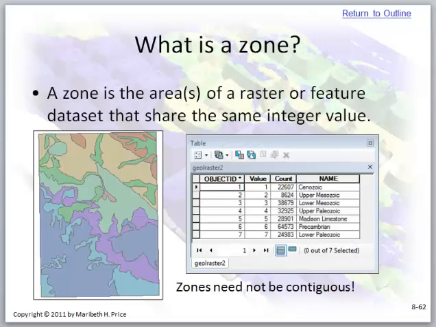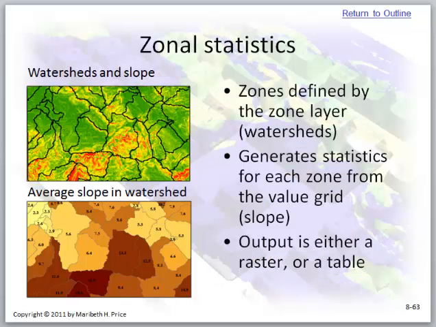What is a zone? A zone is the area or areas of a raster or feature dataset that share the same integer value. Zonal statistics, watersheds and slope. Zones are defined by the zone layer, which is the watersheds, and it generates statistics for each zone from the slope, which is the value grid. The output is either raster or a table.